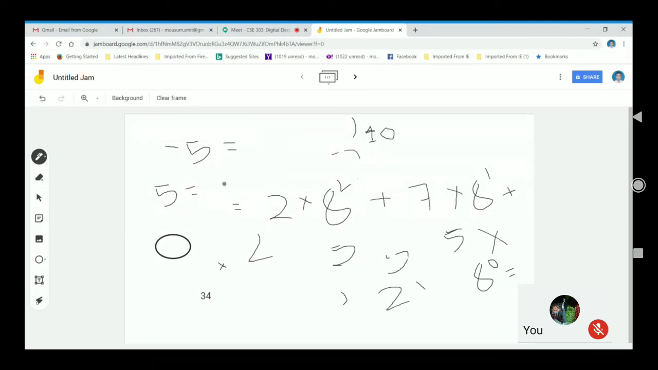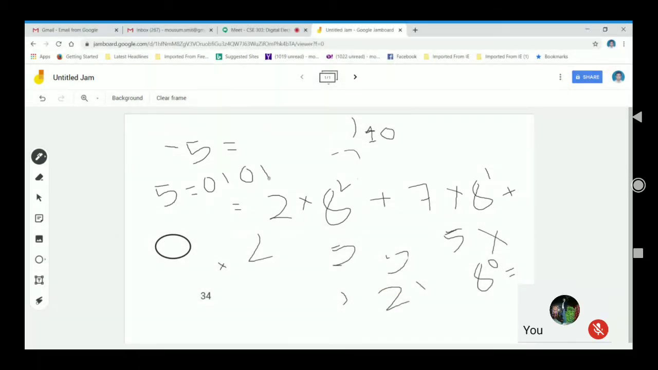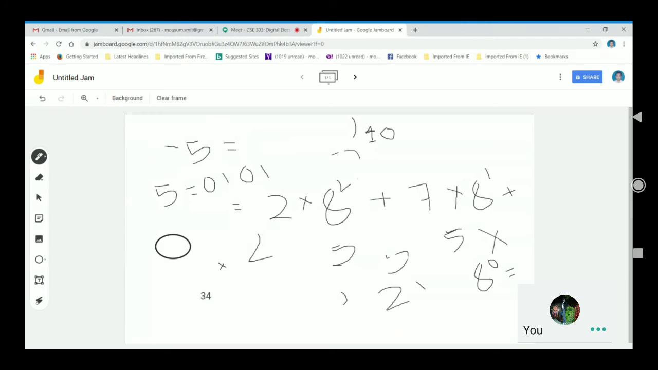Suppose we are considering 4 bits. How do we represent 5? 5 is represented as 0 1 0 1. Now we are interested in -5, using the ones complement. What is the rule of the ones complement? We change 0 to 1 and 1 to 0. So completing the ones complement, we get 1 0 1 0.